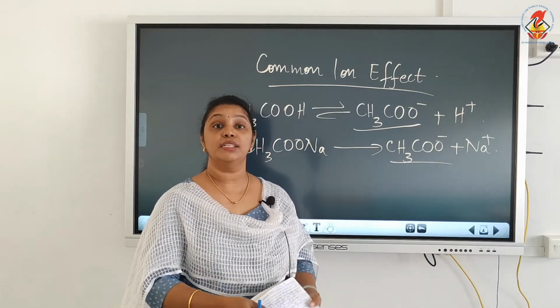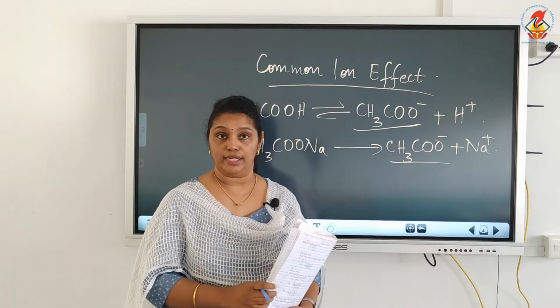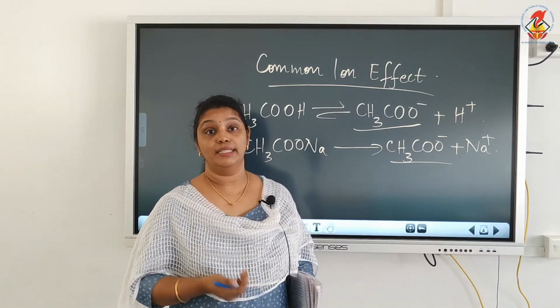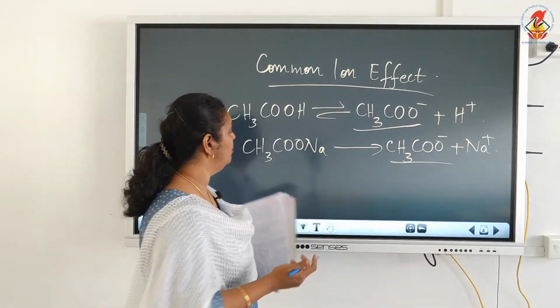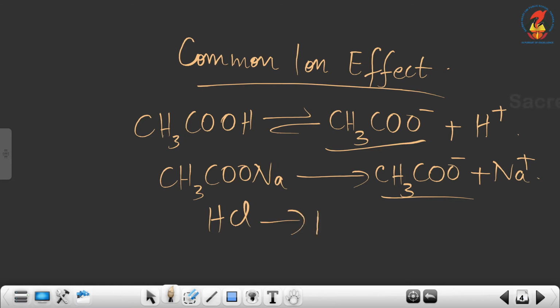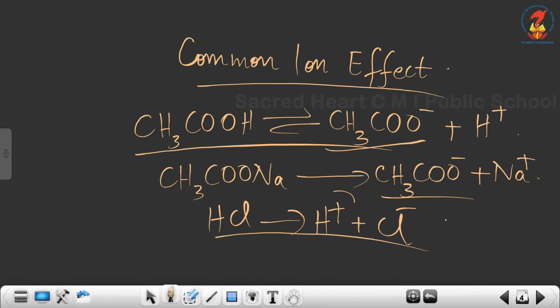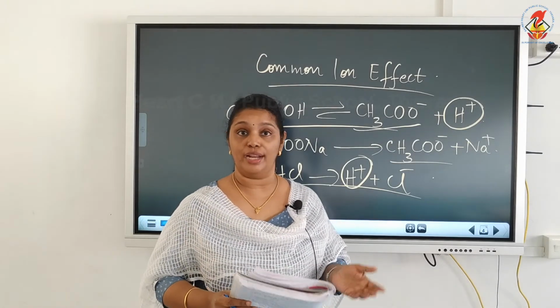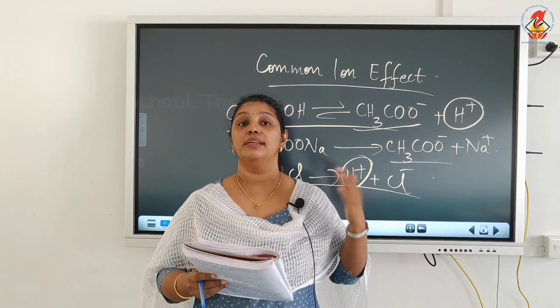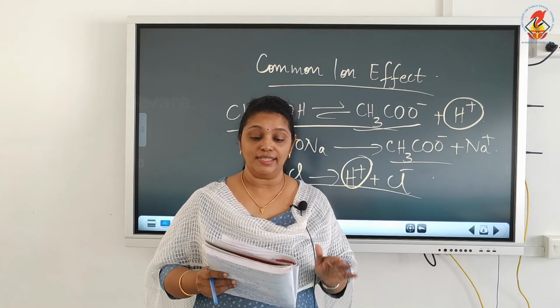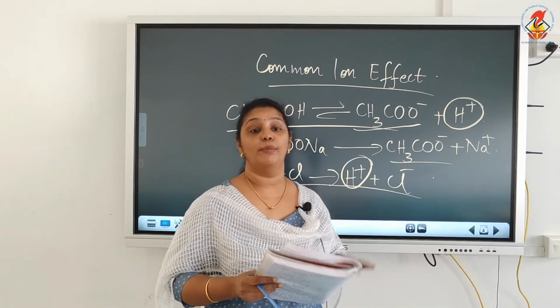Now I told you that instead of acetate ion we can also take a strong electrolyte having H+ ion, and an example for a strong electrolyte having H+ ion is hydrochloric acid, HCl. We know that HCl dissociates into H+ and Cl-. Now when you take acetic acid and HCl, you can see H+ is common. So what happened again? The concentration of H+ is more. So according to Le Chatelier's principle, the backward reaction takes place. So the dissociation of acetic acid is suppressed. So this is common ion effect.